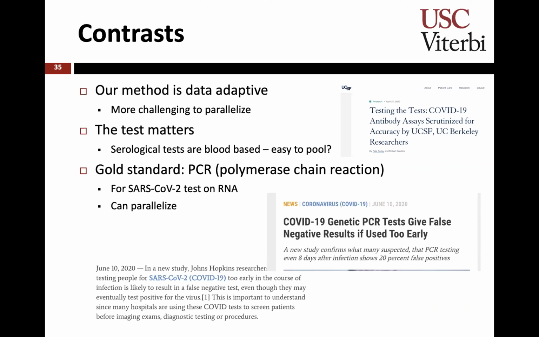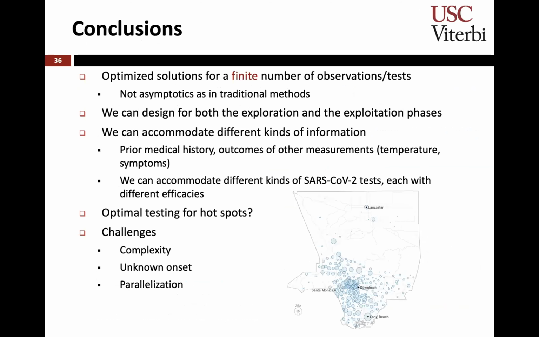But of course, we want to find people before they become symptomatic, because as asymptomatic carriers, there's the potential for infecting others. So let me end things here by saying that our focus has been looking at how we come up with optimized solutions for active adaptive testing with a finite number of observations.